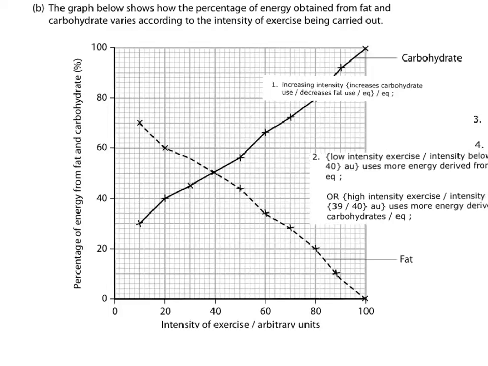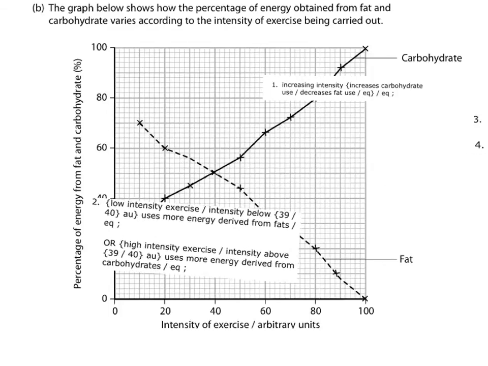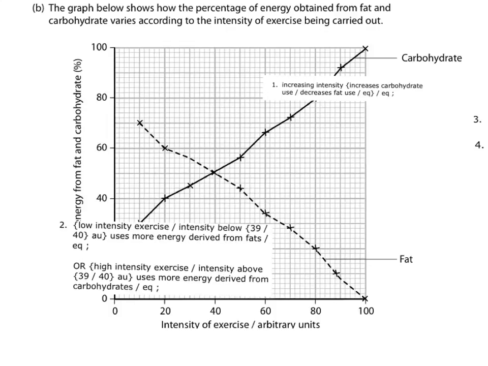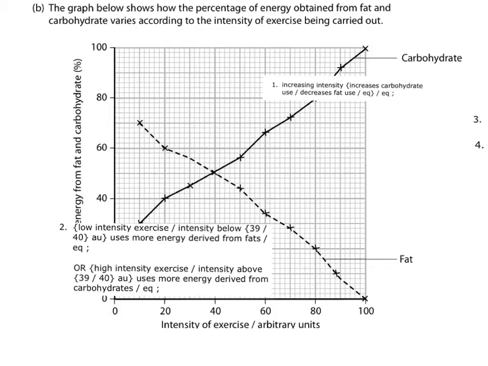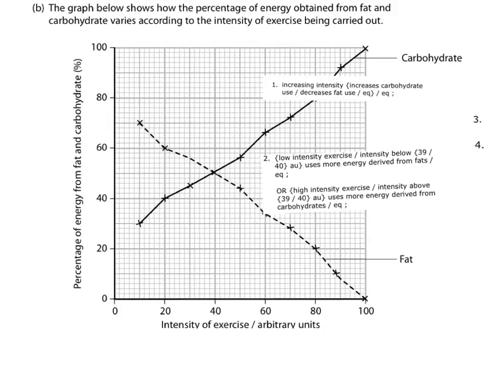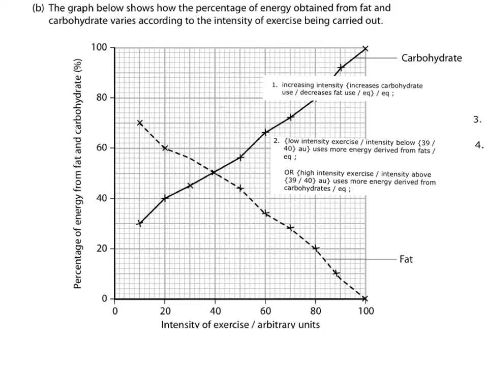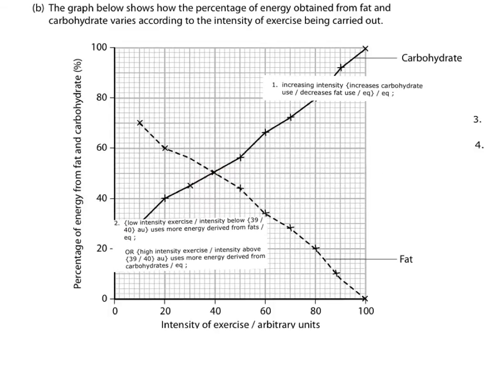Well, yep, we could say at low intensity, more fats are used, or below 40, more fats are being used than carbohydrates. The line for fats is higher than the line for carbohydrates, so we can say that more fats are being used. Or we could say above 40, more carbohydrates being used and less fats being used. So there's more carbohydrate being used and less fat above 40. So that's the second comment we could potentially make.